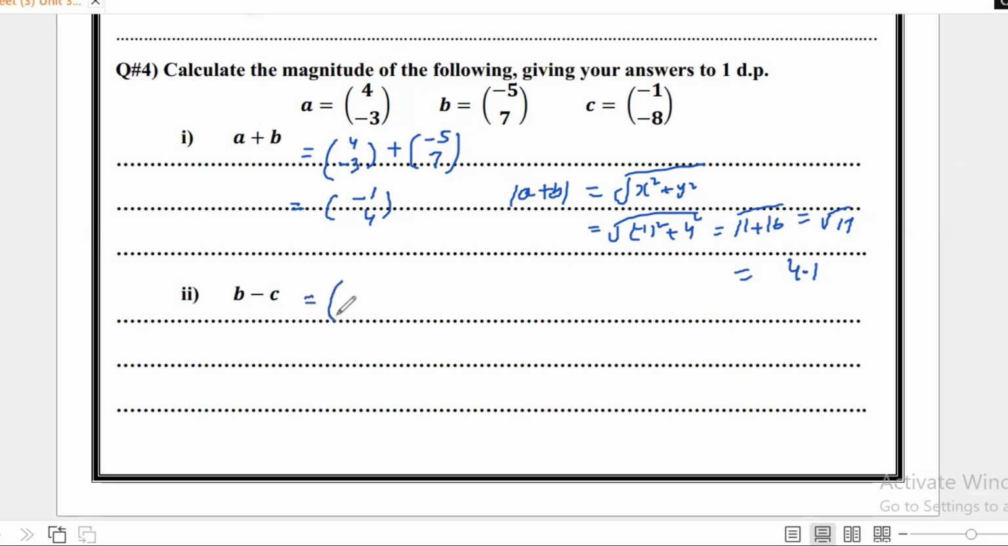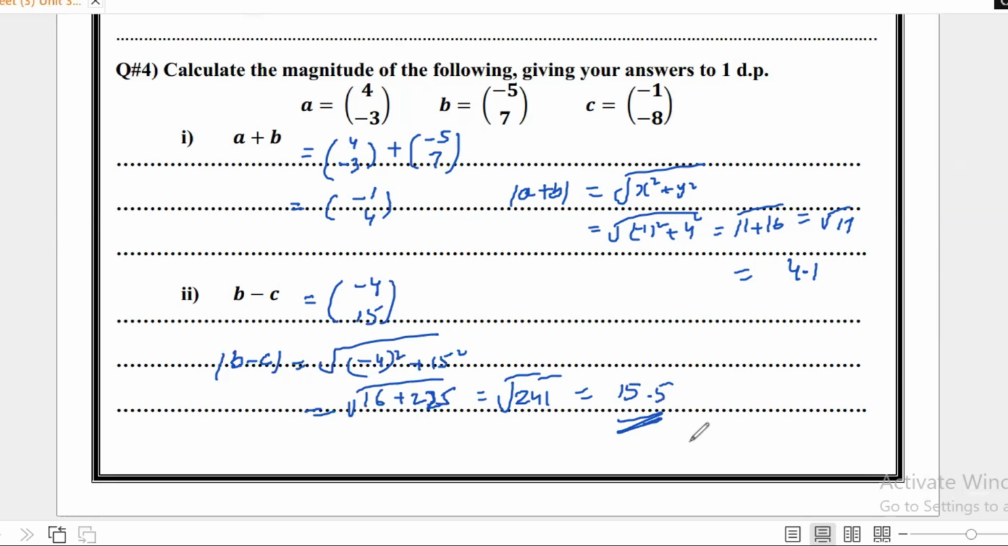Next, B minus C. So B minus C gives me minus 5 plus 1, which is minus 4. And 7 minus minus 8, plus 8, 15. And then we will find the magnitude of B minus C. Which is equal to minus 4 whole squared plus 15 squared. It is 16 plus 225. It is the square root of 241, and that square root of 241 gives us this, so this is our required answer of part 2. I hope it is clear.